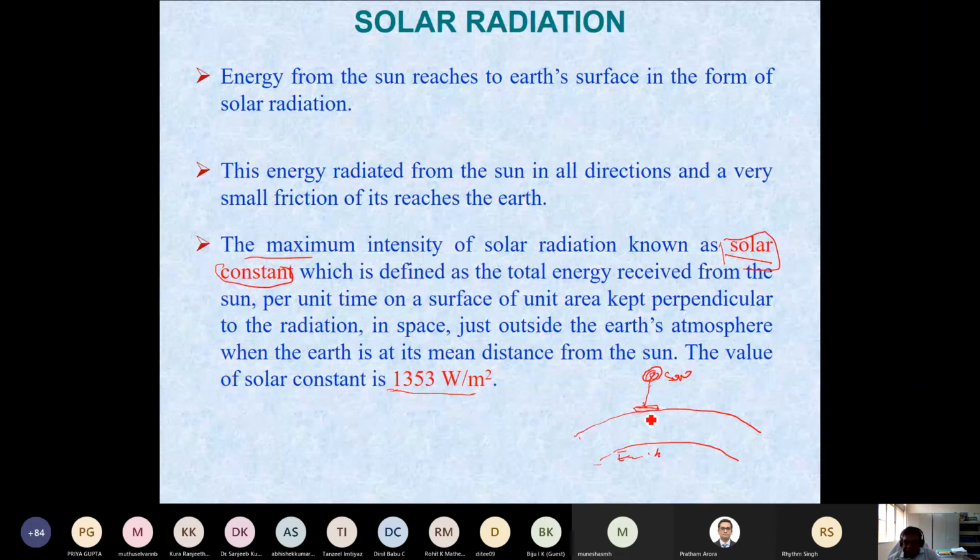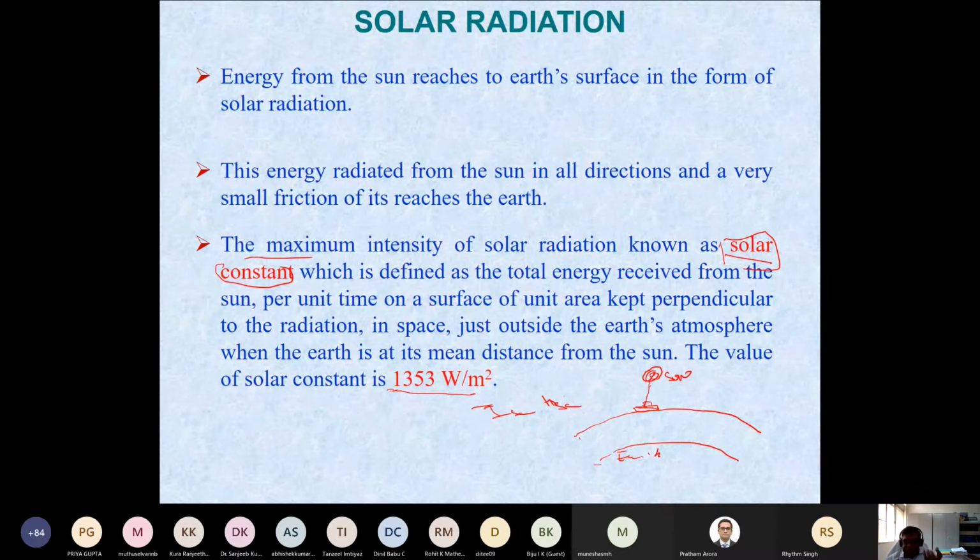Where we have to cap this receiving surface just outside the atmosphere. That means that value will be the maximum possible value of solar radiation which will enter. Sometimes we may get about that, but it cannot be more than that. So that is known as the solar constant. It can be represented by SC, or HSC, where H is for solar radiation and SC means the solar constant. So you can read that this is self-explanatory.